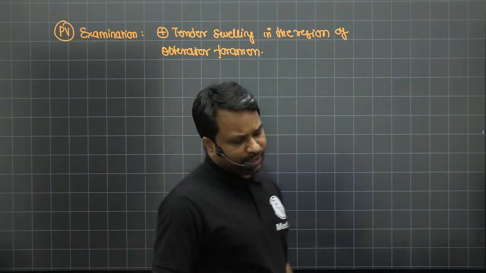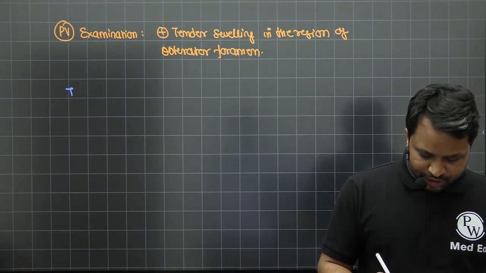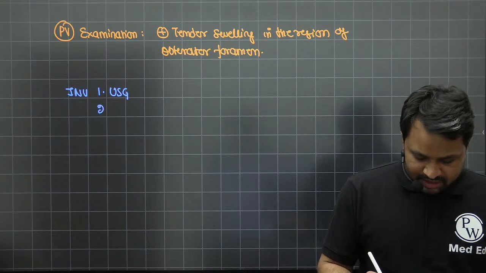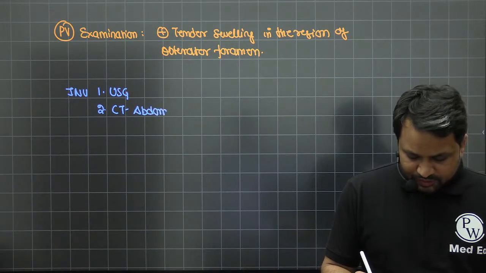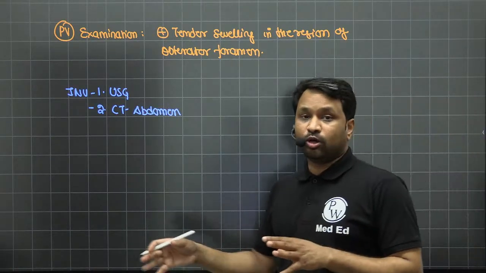Now again, you do not have any classical presentation for these patients. So whenever in doubt, the investigation that you have to do, number one, you would do an ultrasound, but the investigation that I would rely on is going to be CT abdomen. Now this gives you a clear-cut, at least an indicative picture of what an obturator hernia would actually look like, right?